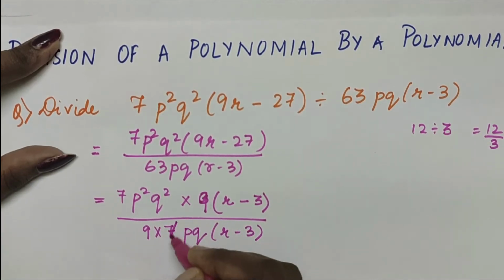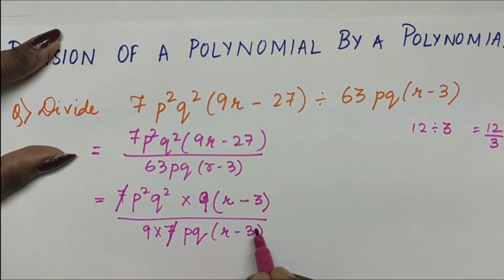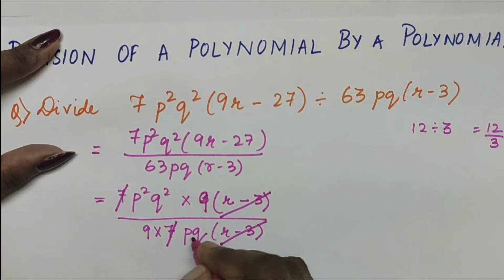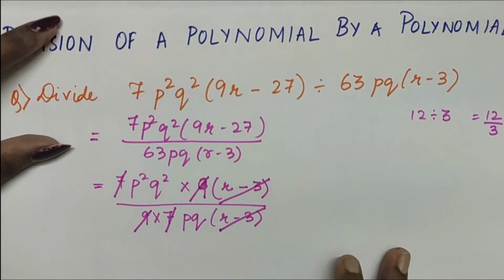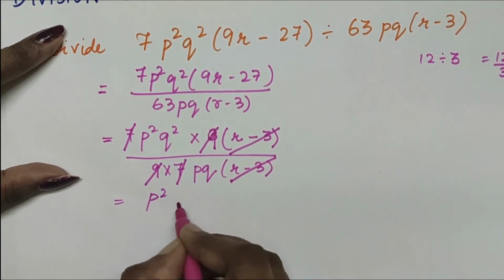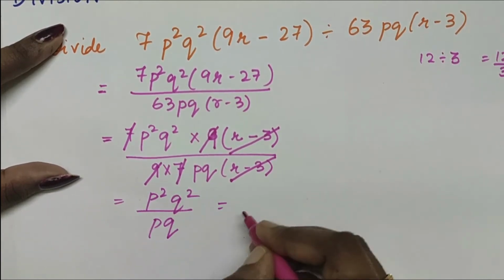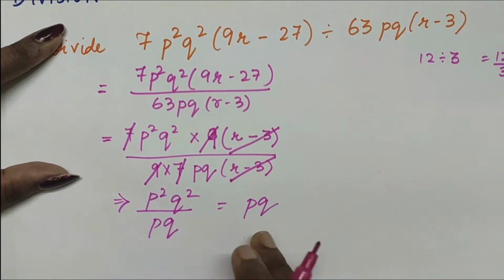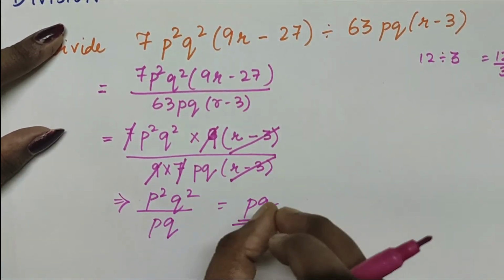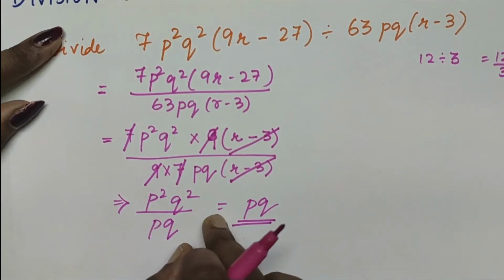So you can see that 7 and 7 can cancel. This is taken as one term, so r minus 3 and r minus 3 are cancelled. Here 9 and 9 get cancelled. So we will be left with p square q square by pq, that is, it will reduce to pq. So our final answer is pq. Here, using the common factor method, I have taken out the common terms and divided the polynomial.